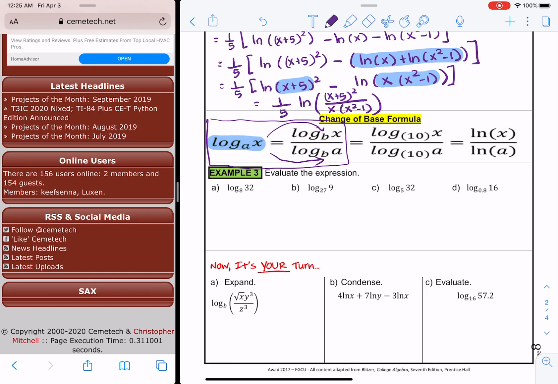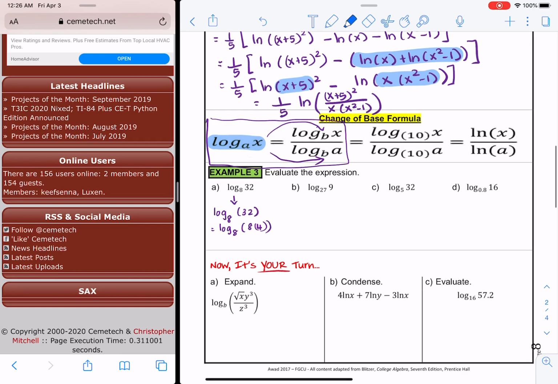So let's take the first expression, log base 8 of 32. I could write this as log base 8 of 8 times 4. You may say, well, why is he doing it in terms of 8 times 4? Because the base is 8. So if I write it in terms of 8, then I can simplify. Inside the log, we have a product, so we can write it as log base 8 of 8 plus log base 8 of 4.